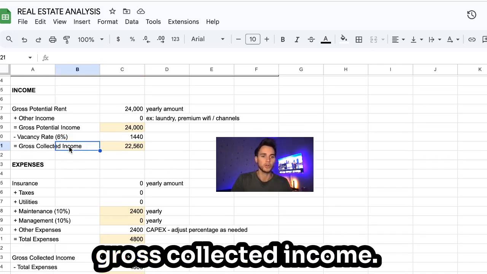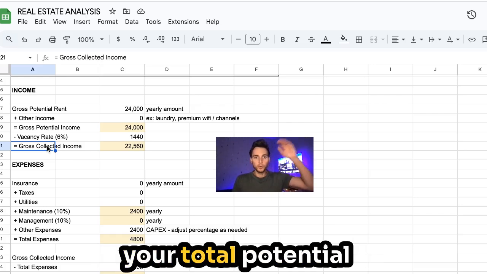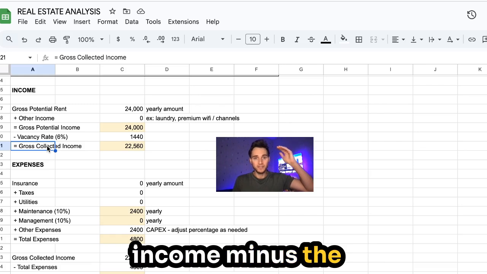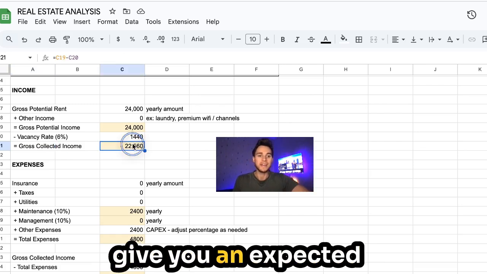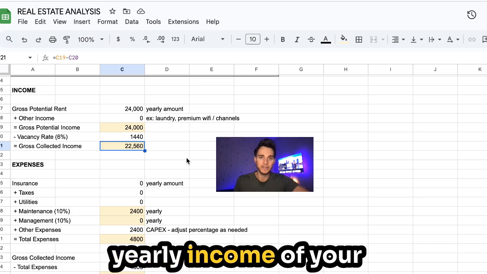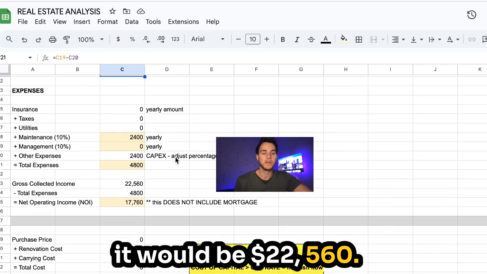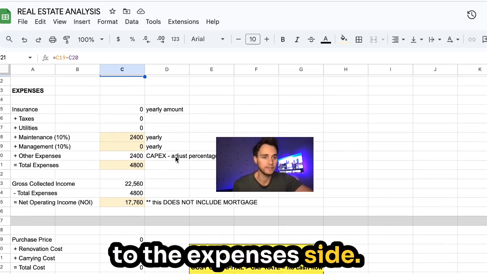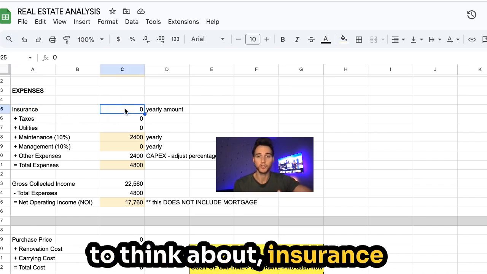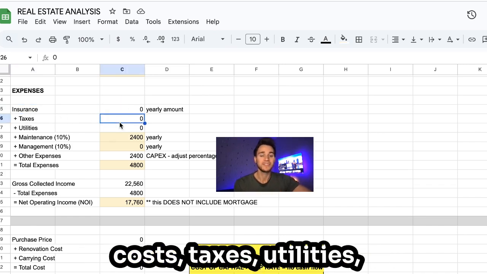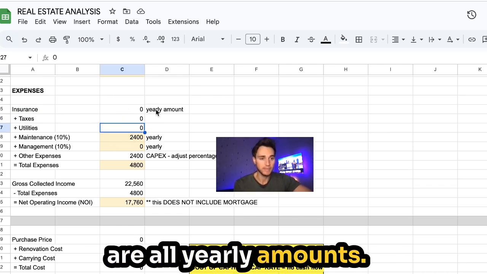So this brings us to our gross collected income. This is going to be your total potential income minus the vacancy, and this will give you an expected yearly income of your property. In this case, it would be $22,560. Now this brings us to the expenses side. So the first thing you want to think about: insurance costs, taxes, utilities. And once again, these are all yearly amounts.